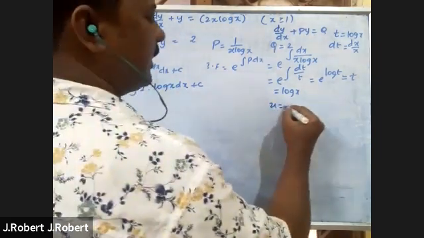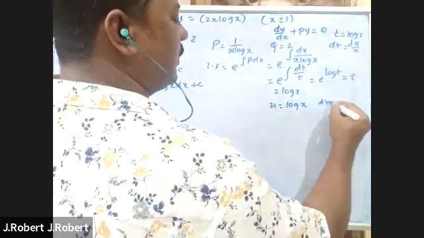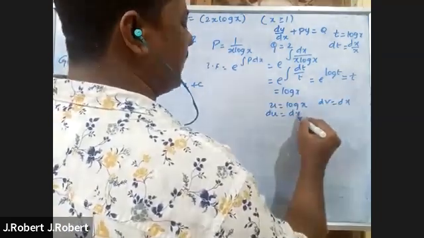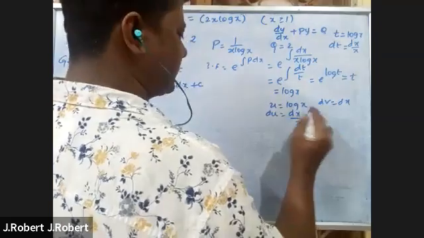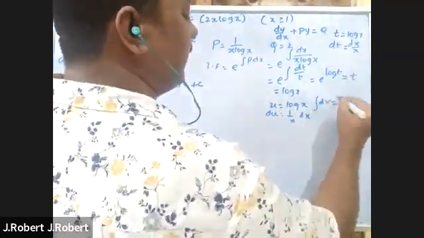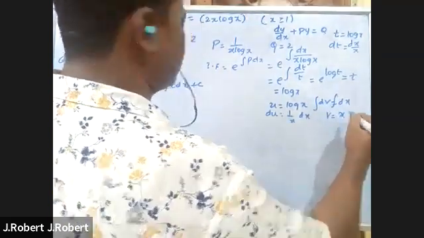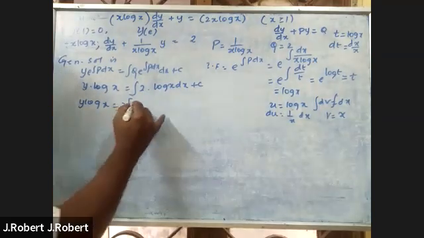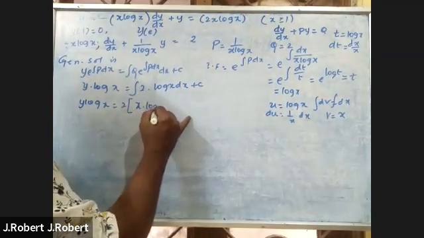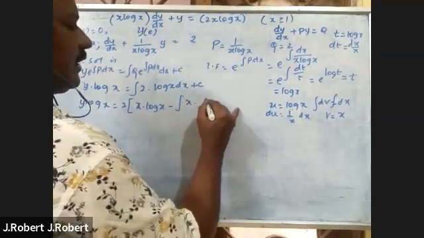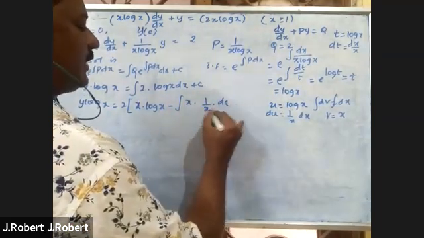Now you can take u is equal to log x and dv is equal to dx. Then du is equal to dx by x, that is 1 by x into dx. Integral dv, your v is equal to x. The formula says 2 into u into v, that is x into log x, minus integral v du, where v is x and du is 1 by x into dx.